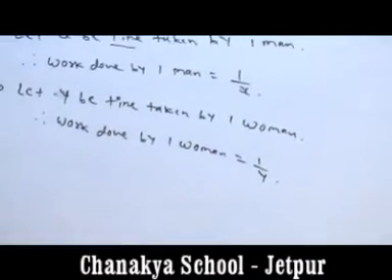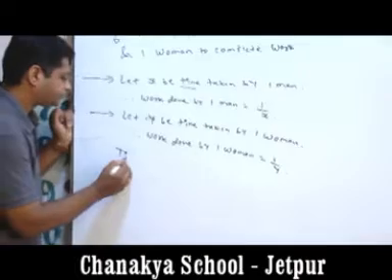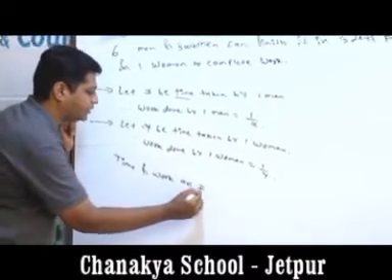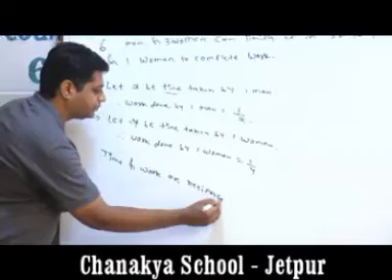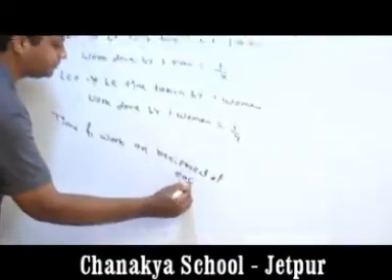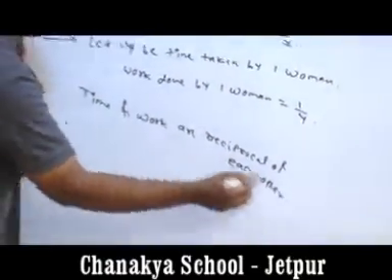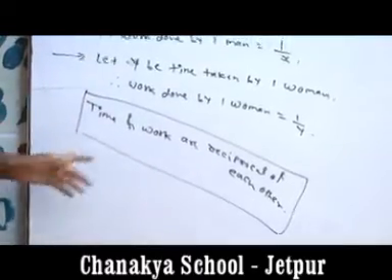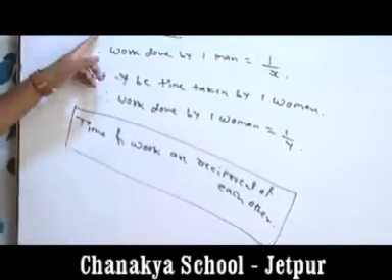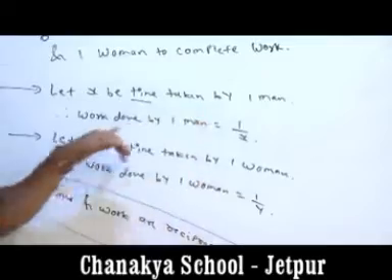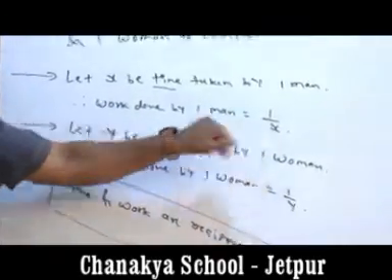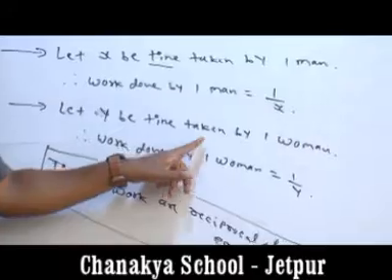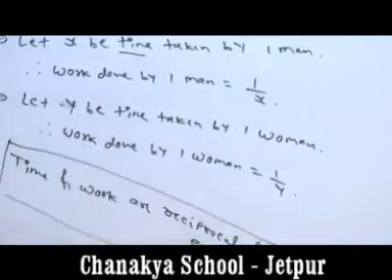Students, again repeating, time and work are reciprocals of each other. This is important to remember. Here, let x be the time taken by 1 man, therefore work done by 1 man equals 1 by x. Let y be the time taken by 1 woman, therefore work done by 1 woman equals 1 by y.